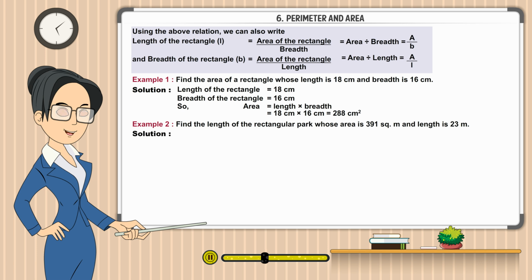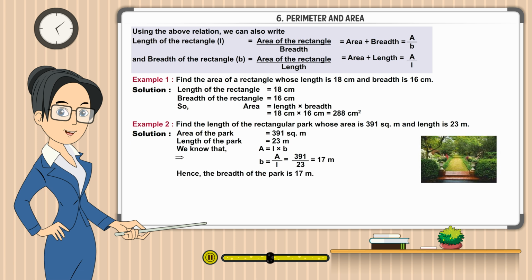Example 2. Find the length of the rectangular park whose area is 391 square meter and length is 23 meter. Solution. Area of the park is equal to 391 square meter. Length of the park is equal to 23 meter. We know that A is equal to L into B. Hence, B is equal to A upon L is equal to 391 upon 23 is equal to 17 meter. Hence, the breadth of the park is 17 meter.